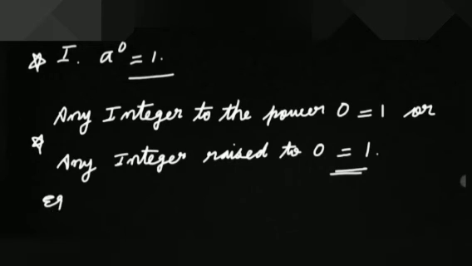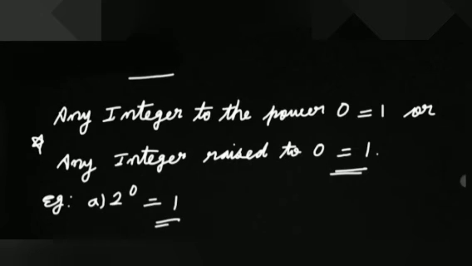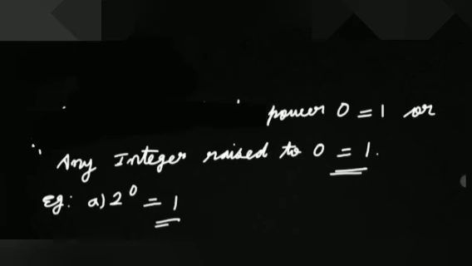Example A: 2 raised to 0 is equal to what? What is the value of 2 raised to 0? 1, isn't it? Let A be any integer, no problem. That integer to the power 0 is equal to 1. Understood? Is it clear?